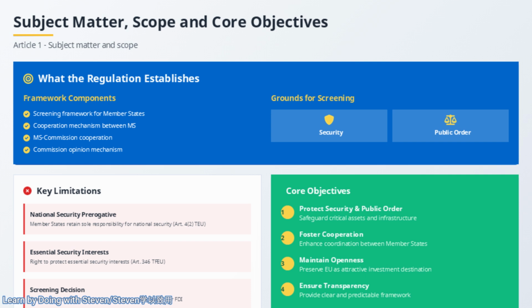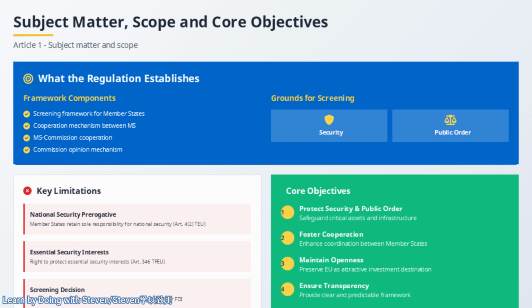This legal language is further clarified in Article 1, which lays out the subject matter and scope of the regulation. It establishes the screening framework for member states and the cooperation mechanism between them and the Commission. The grounds for screening are strictly limited to security and public order.